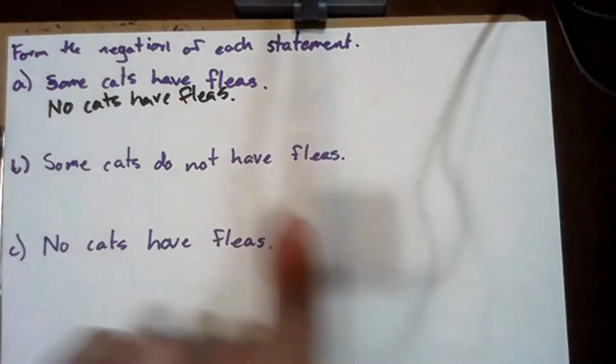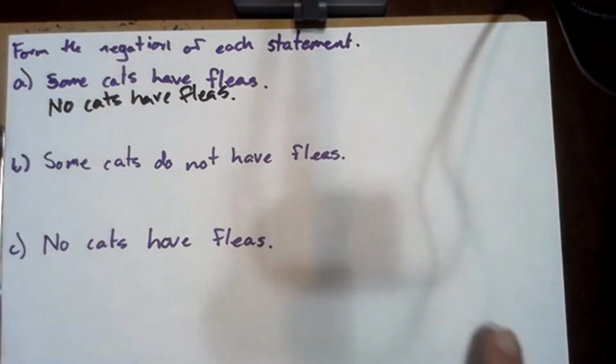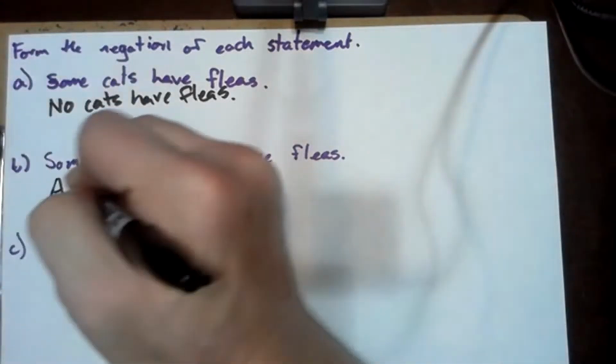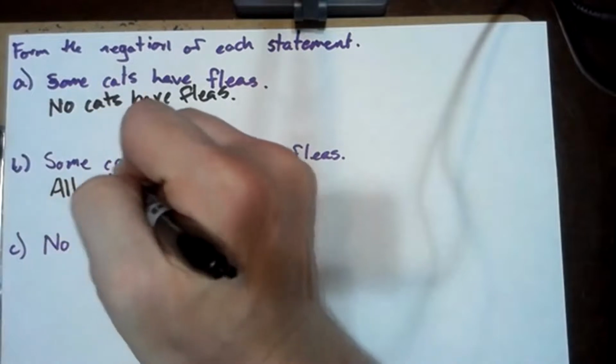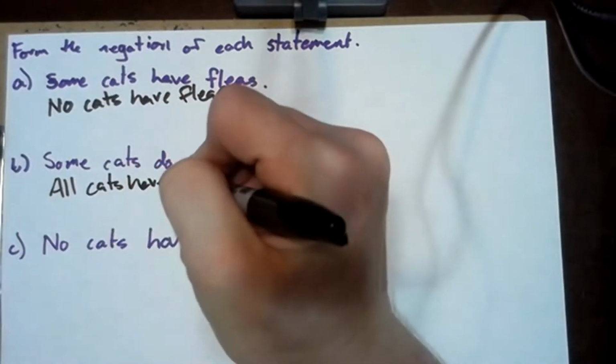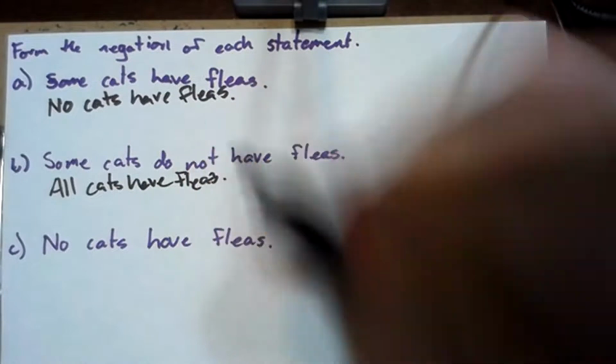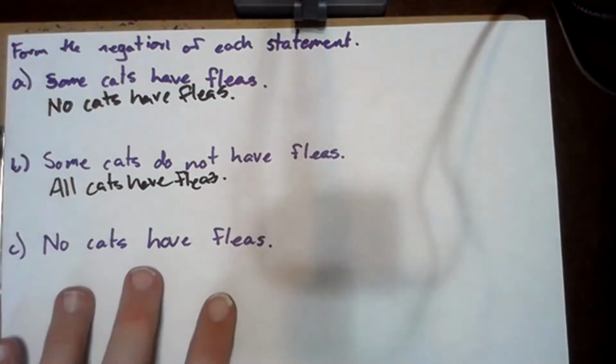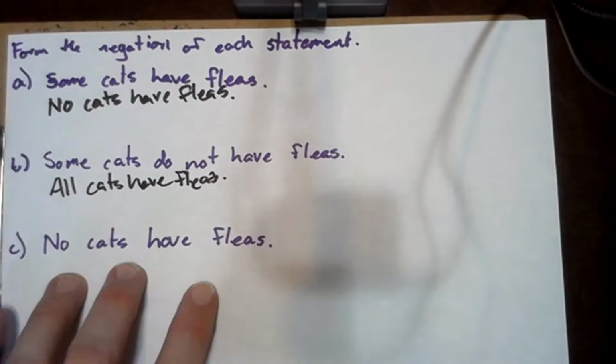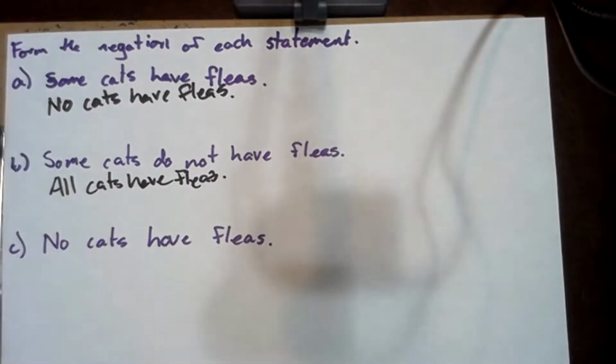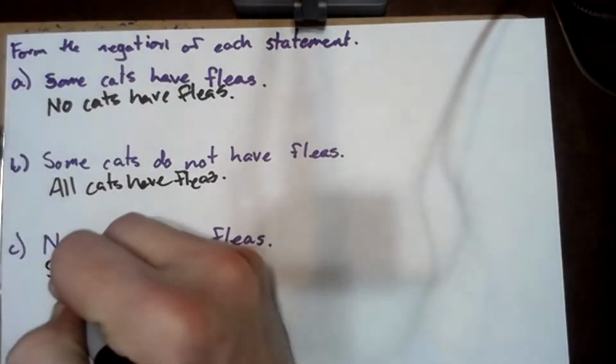If we want to negate the statement, some cats do not have fleas, then that implies that every cat has fleas, or all cats have fleas. Finally, if we want to negate the statement, no cats have fleas, well, we can't say necessarily that all cats have fleas, but we can say that some cats have fleas.